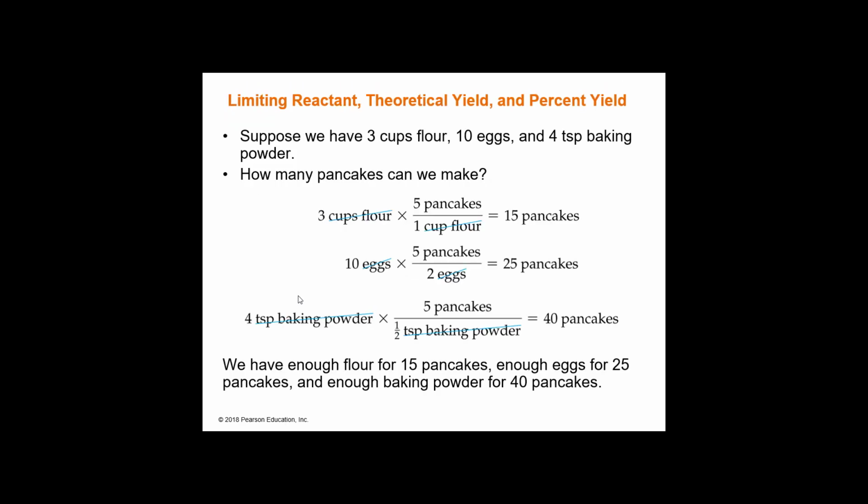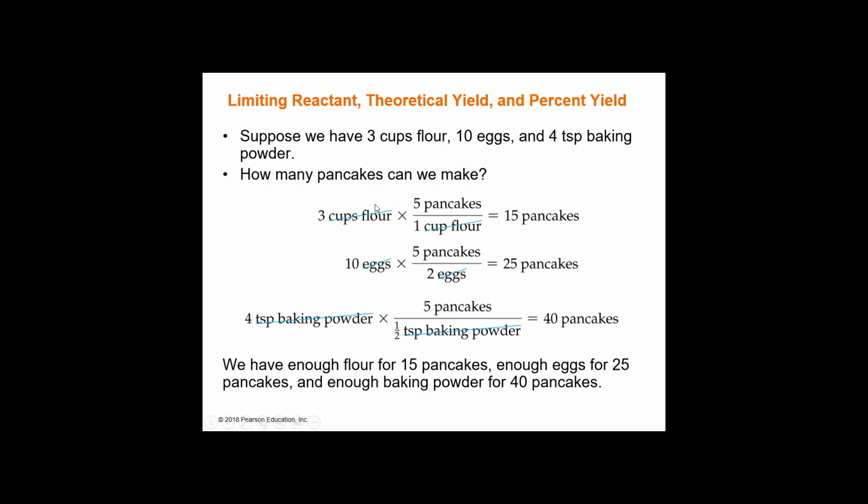Suppose we have 3 cups of flour, 10 eggs, and 4 teaspoons of baking powder. So we have more than what is called for in the original recipe. Now we want to see how much we can make with these extra ingredients. So we set up the 3 cups of flour from the 1 cup ratio of flour to the 5 pancakes, and that gives us 15 pancakes. We then do the same with the eggs and the teaspoons.